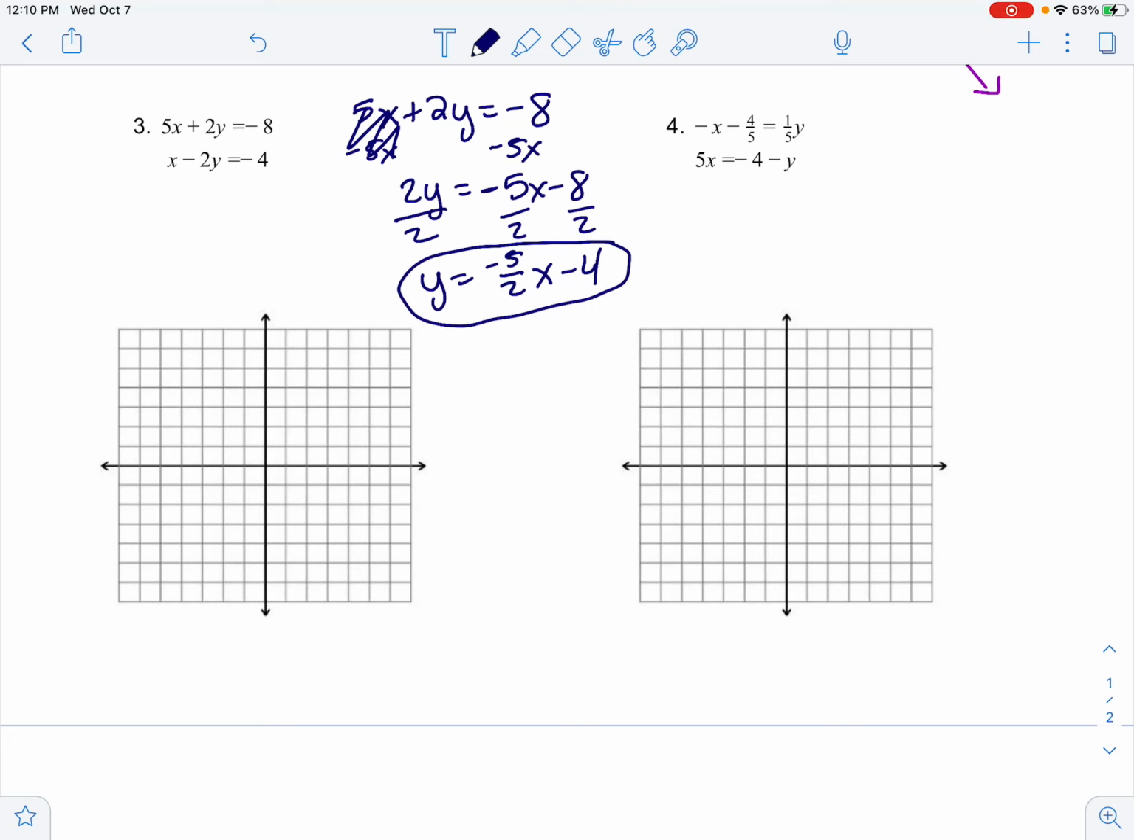So from that equation, my starting point is at -4. And my slope is down 5 over 2. If I go down 5, I'm going to be off the graph. So I'm going to go up 5 and backwards 2. So 1, 2, 3, 4, 5, back 2. I think I have room for one more. 1, 2, 3, 4, 5, backwards 2. So there's my line. Not a very good line, but we're going to go with it.